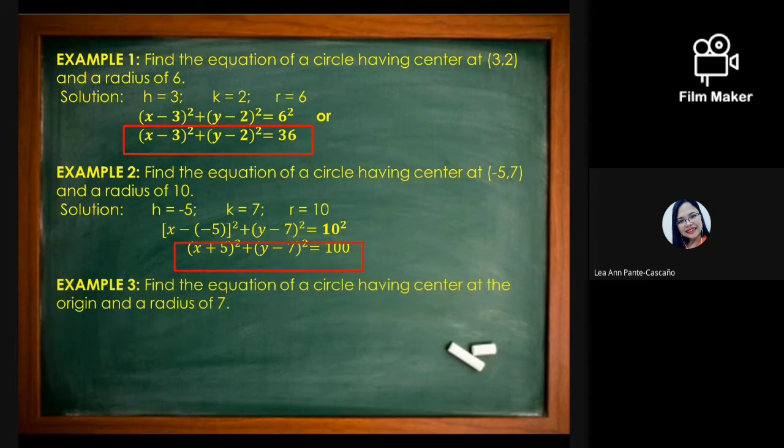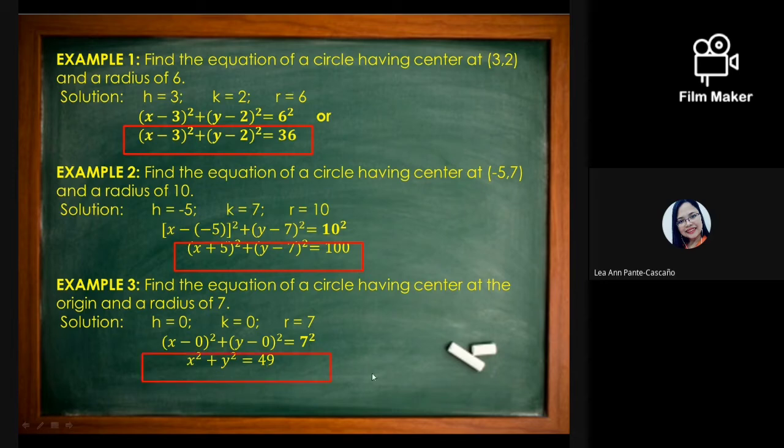Example number 3. Find the equation of a circle having the center at the origin and a radius of 7. So the value of h is 0. Our k is also 0. So r is equal to 7, the radius. Since they are all 0, as I said earlier, when our center is the origin, its coordinate is (0, 0), automatically that is simply x squared plus y squared right away. Then get the square of the radius. So 7 squared is 49. So that will be now the standard form of the equation of a circle.